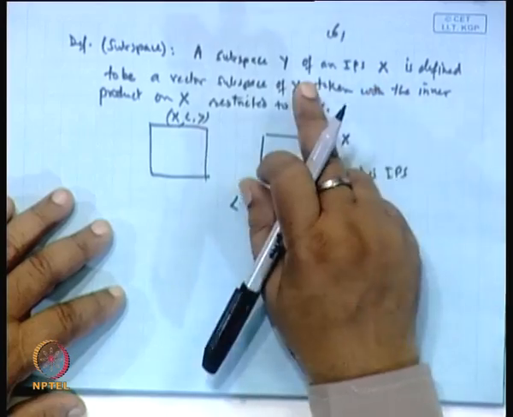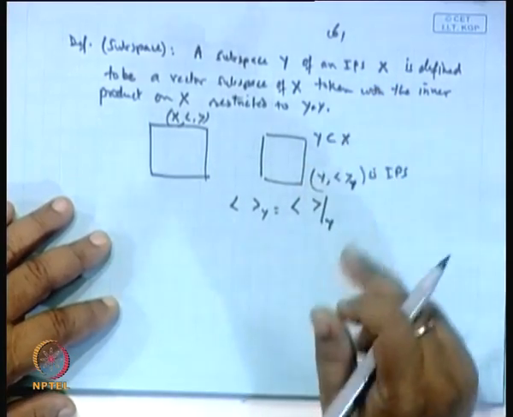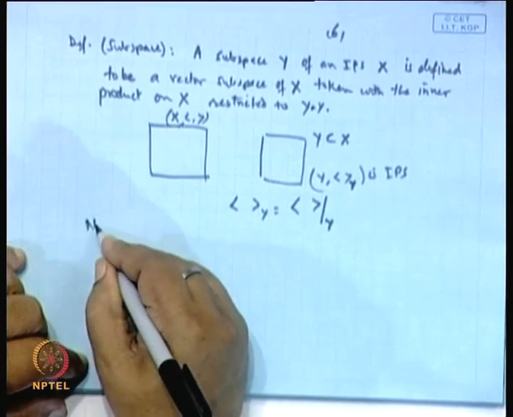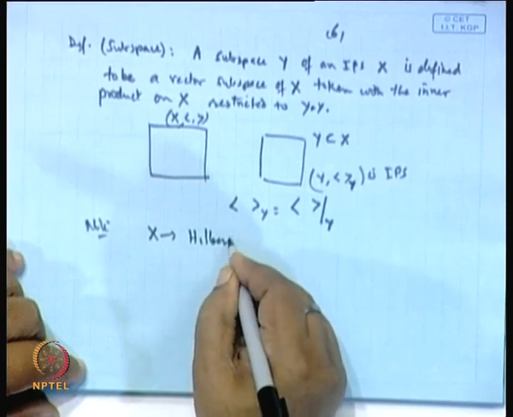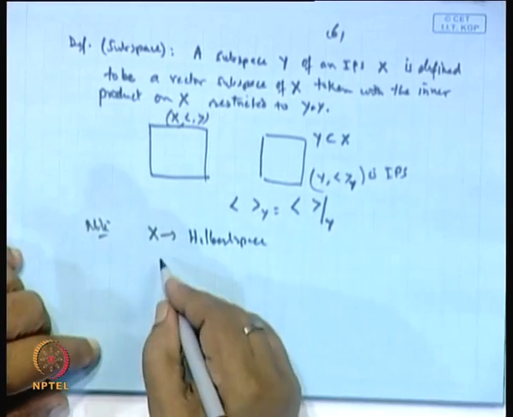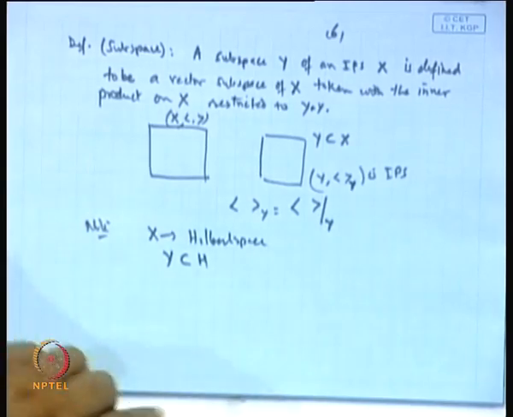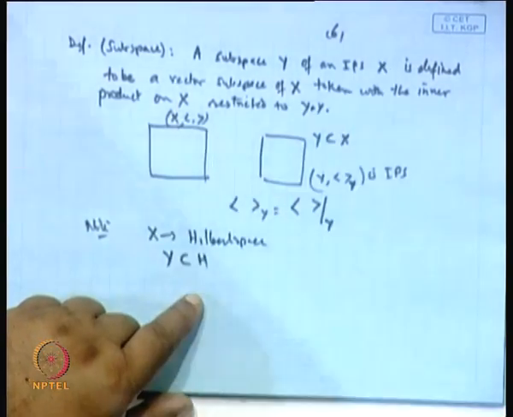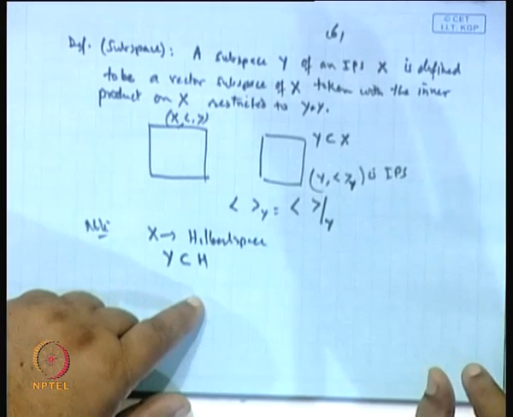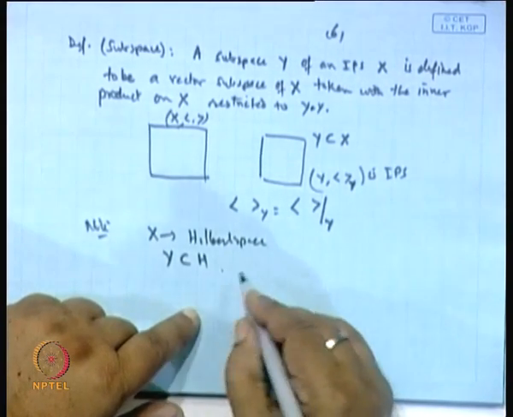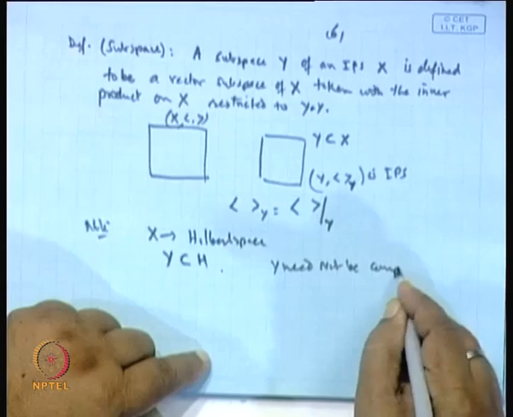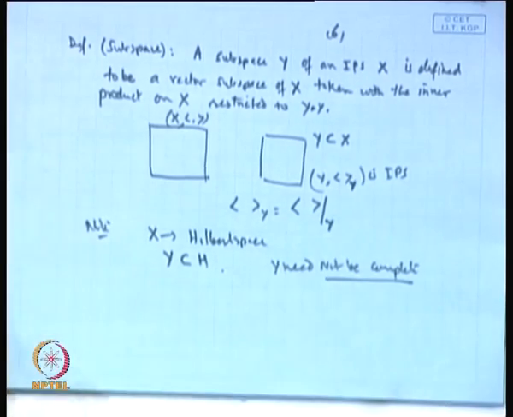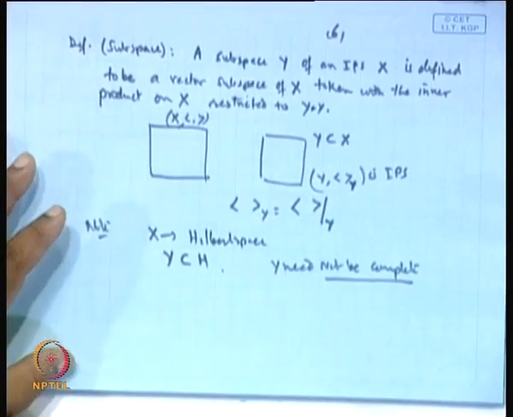If in place of the inner product space X, I take H, a Hilbert space, then we say Y is a subspace of a Hilbert space provided all these conditions are satisfied. Y need not be complete. Okay? Here Y need not be complete. So, for a subspace the completeness of Y is not required, just like the norm case.